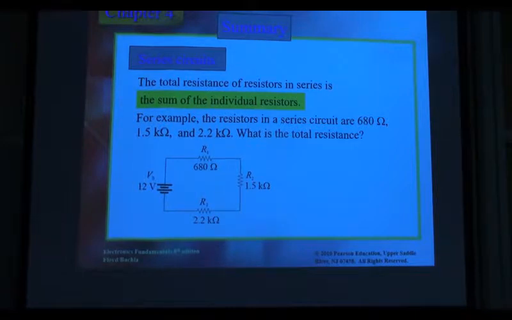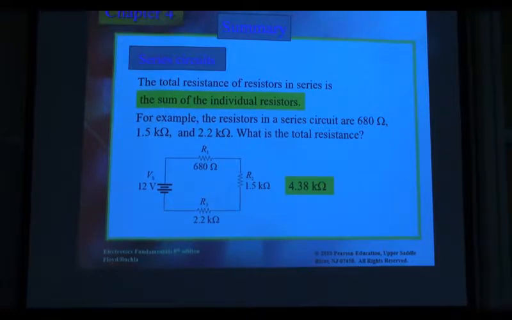In homework solutions, somebody got incorrect adding numbers. So the result in this example equals 4.38 kilo ohms. Okay. So any problem on this one? That's easy, right?